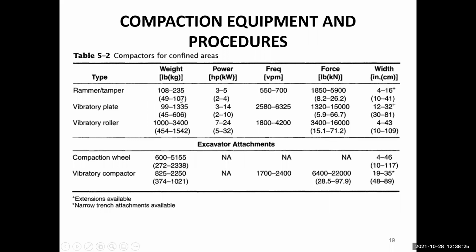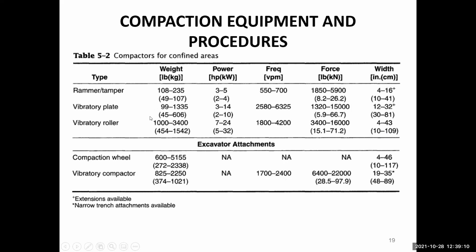compactors. The weight is normally about 49 to 107 kilogram. They provide a power of about 2 to 4 kilowatt. Their frequency is from 550 to 700 vibrations per minute. They can provide a force of about 8.2 to 26.2 kilonewton, and they can work in a width of about 10 to 41 centimeters. So vibratory plate rollers can work in a slightly higher width. Similarly, vibratory rollers may range from 10 to 109 millimeters.